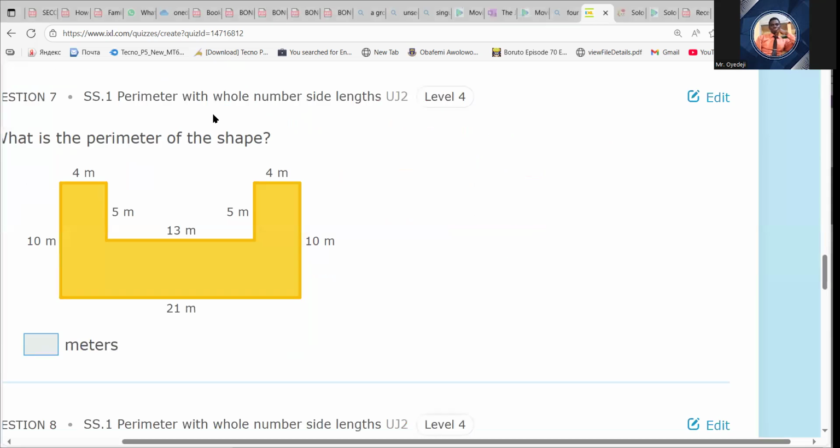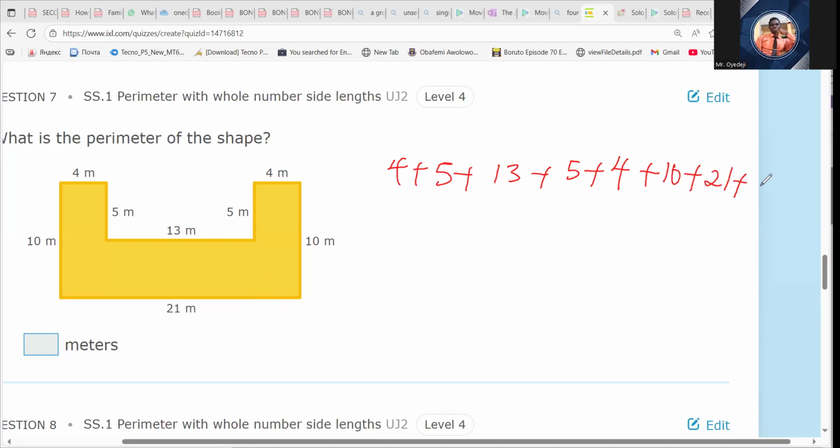This one, let's follow the same path. Remember, is it that you go this way or you go this way? I like to go clockwise instead of anti-clockwise. So I have 4 plus 5 plus 13 plus 5 plus 4 plus 10 plus 21 plus 10.